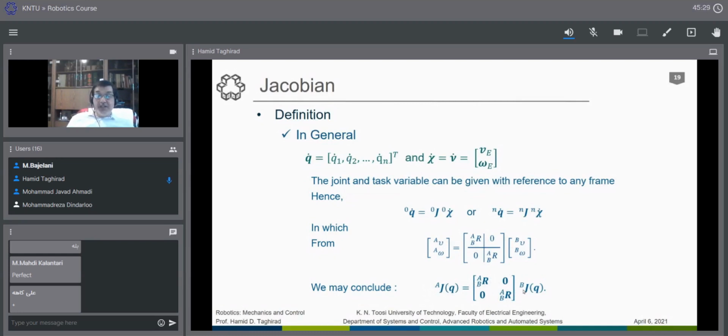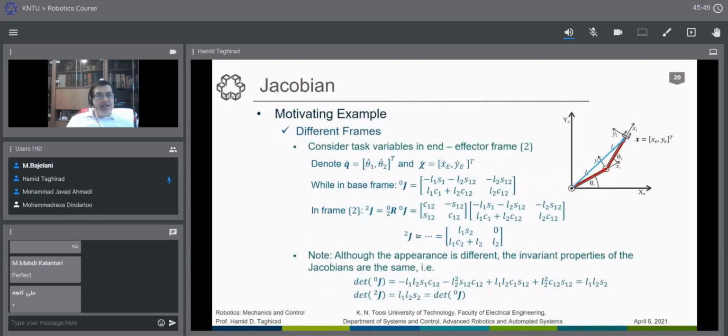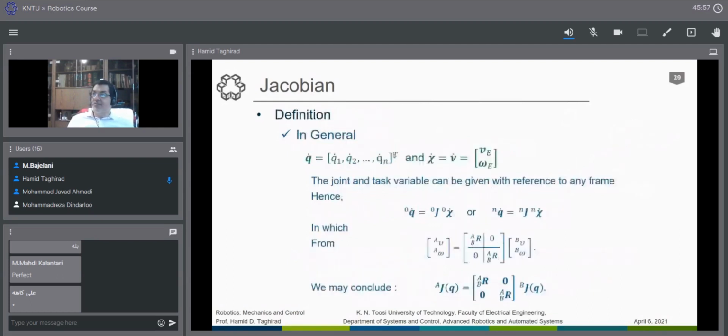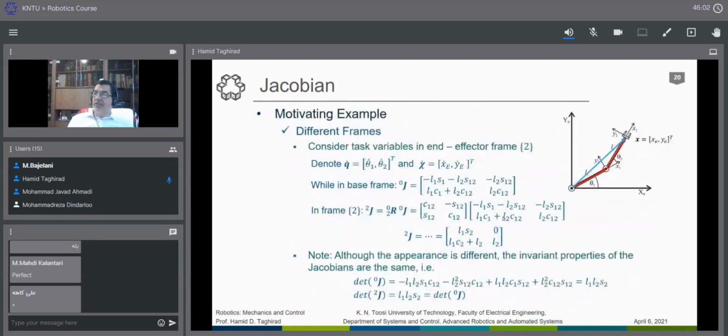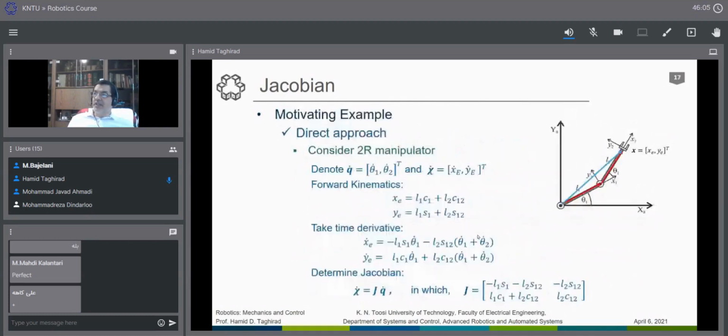Because it might be much simpler to find the Jacobian in a particular frame, and it could also provide us with some better physical intuition, as I mentioned in the next slide. Okay, let's try to find the same Jacobian that we found in this previous frame, as a Jacobian matrix that was found quite extensively in frame 0.